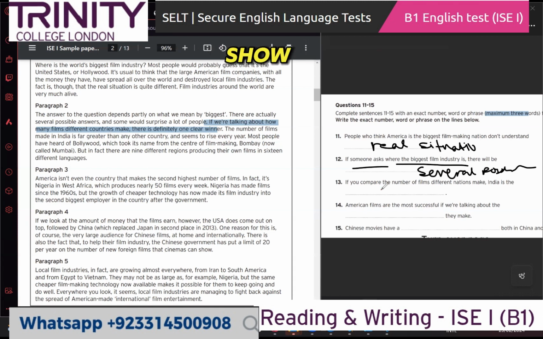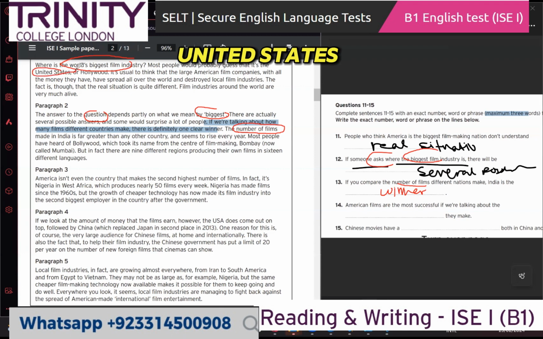Anyways, let's write here: winner. Sometimes the answer is in the second paragraph also. Number of films, I'm sure you will find this word here, or films produced. Look, it's mentioned here, right? Then you found the words biggest film industry, and the word question you found here, and you also found the word biggest. Then you talked about the American film industry, then world's biggest film industry, United States. So of course there are keywords given there, and you have to choose accordingly.